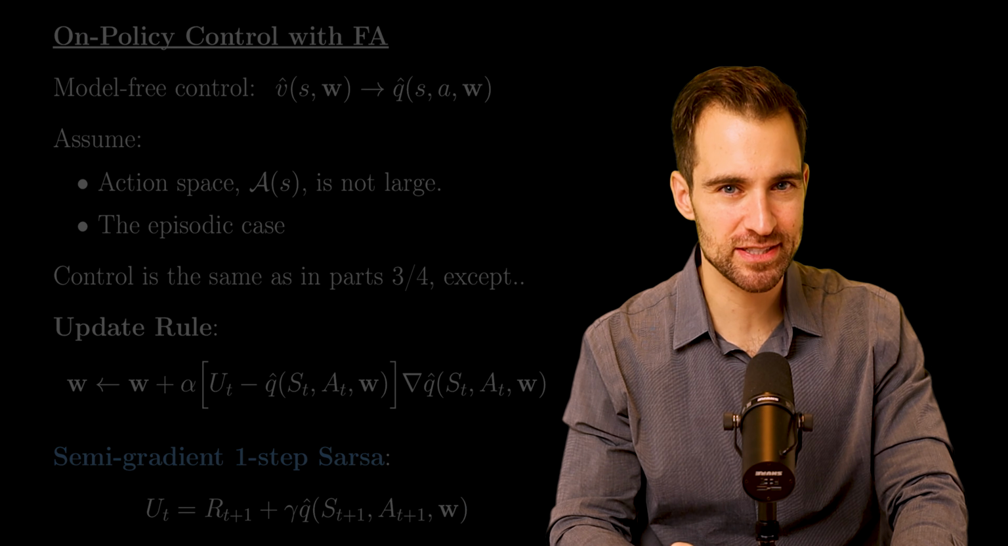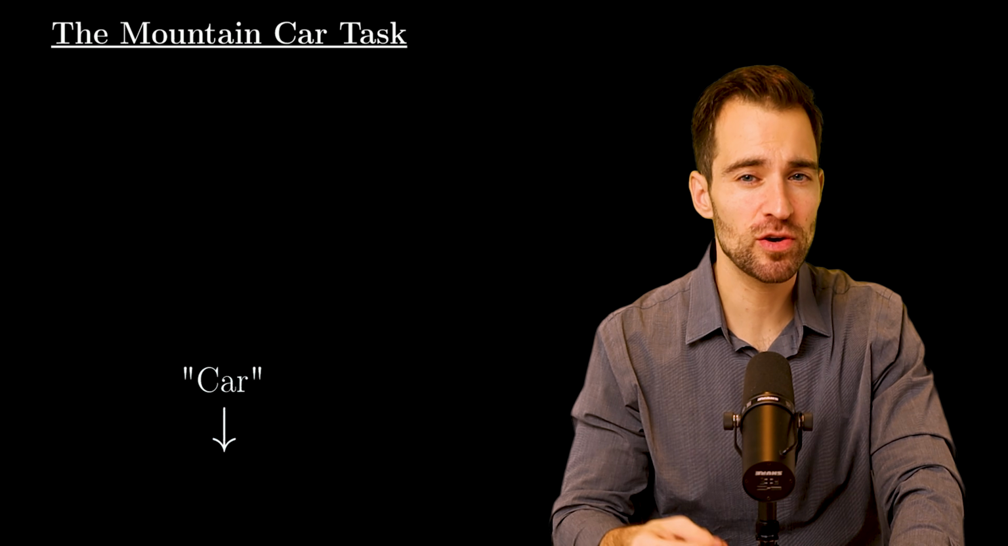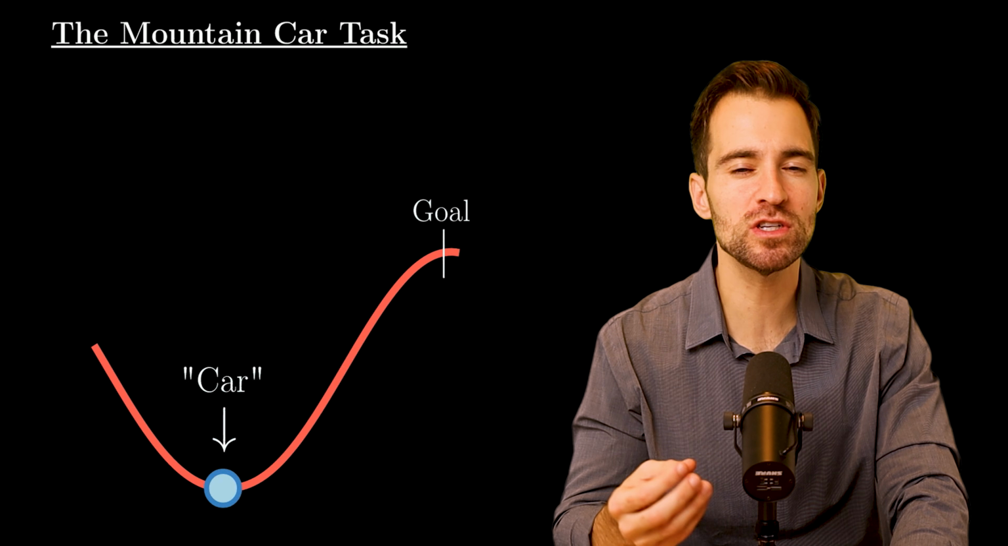Okay, it's time for an example. This is the mountain car problem from Sutton and Barto's book. We have a car, which I'll show as a circle at the bottom of a valley. The goal is to get here as fast as possible, where the episode ends. That's encoded with all rewards being -1.